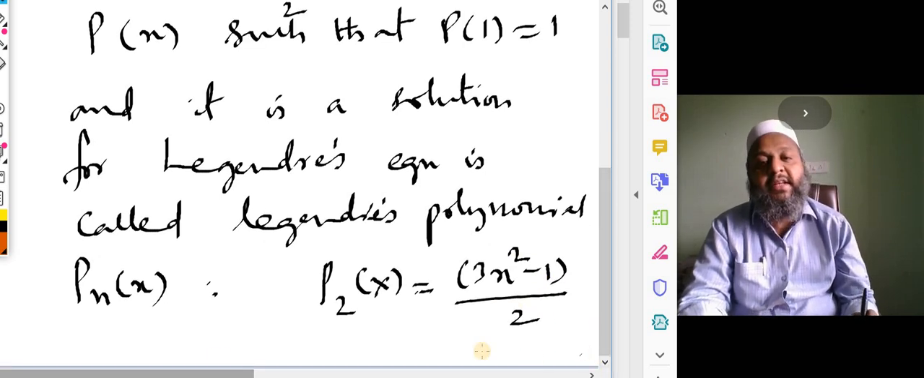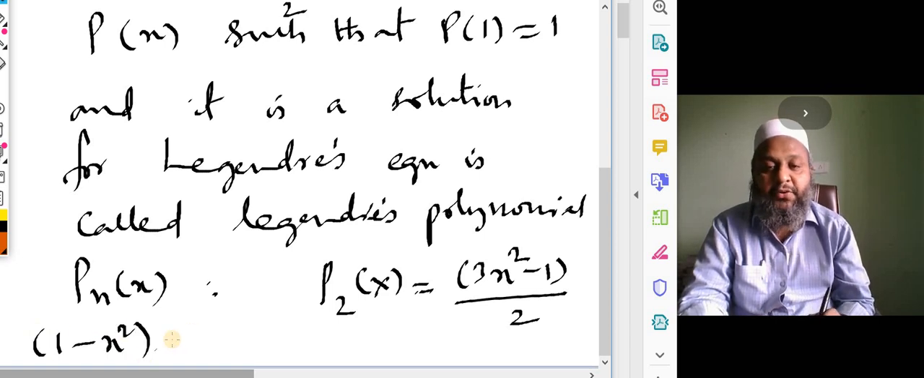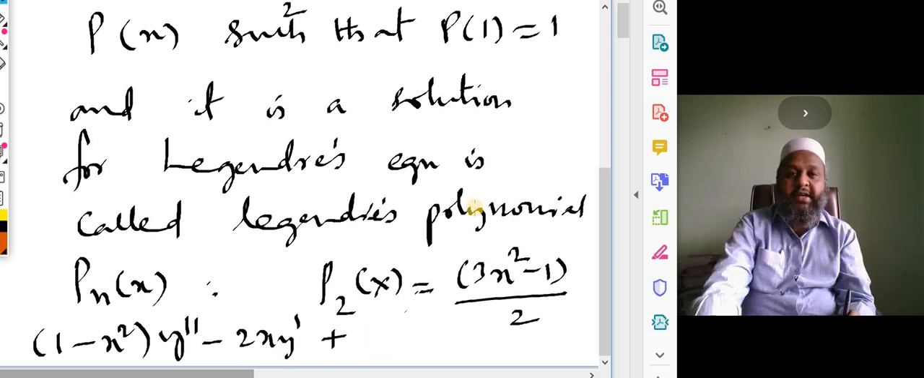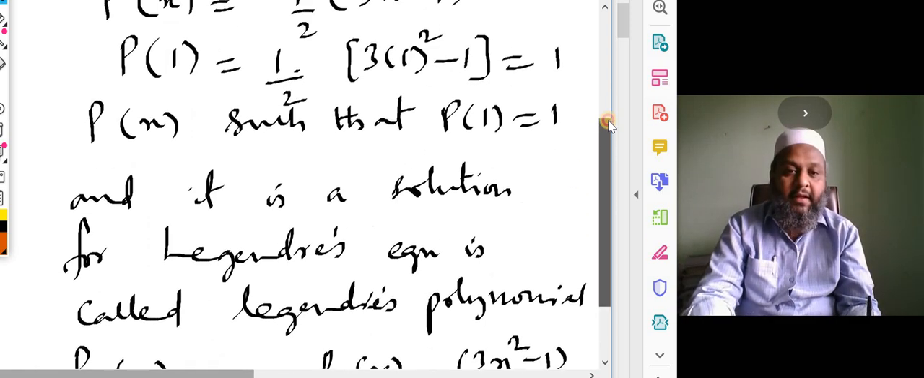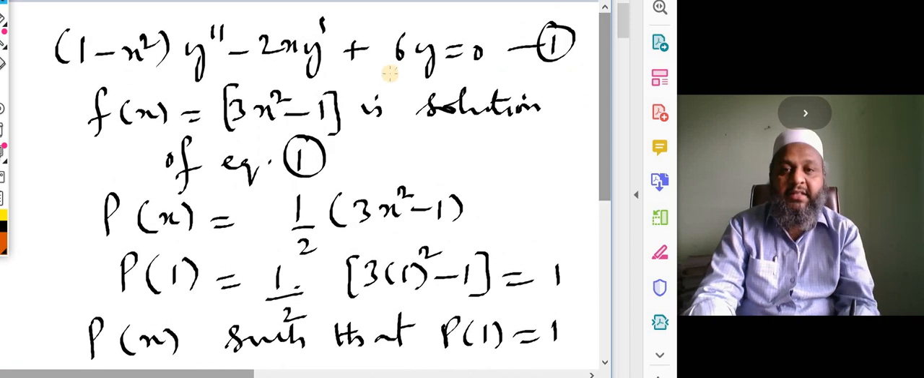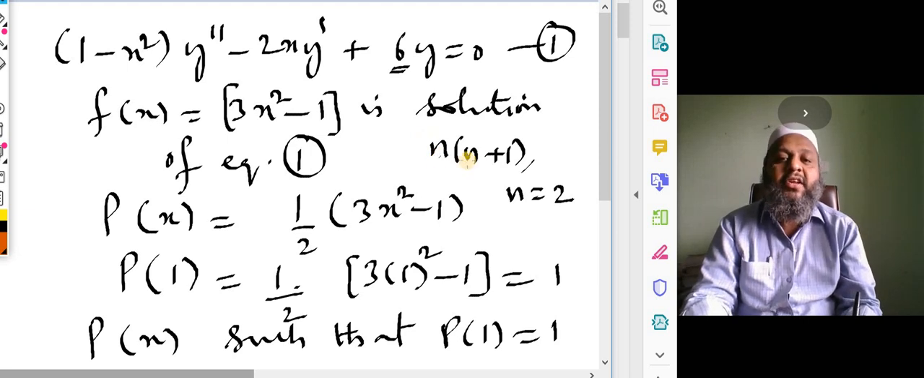Now comes the question: if I have this 1 minus x square into y double dash minus 2x into y dash plus, suppose I am taking in this particular Legendre's equation which I have shown earlier, n into n plus 1. Here this 6 is nothing but n into n plus 1, where n is equal to 2. If n is 3, then 3 into 3 plus 1, that is 12.